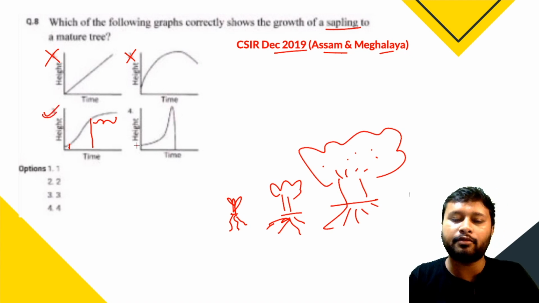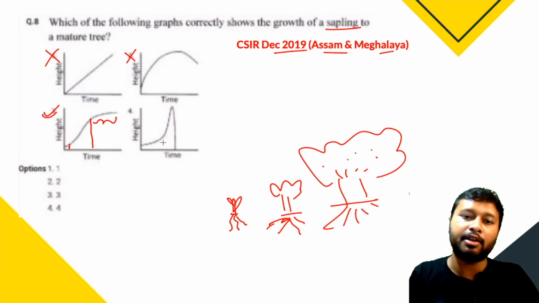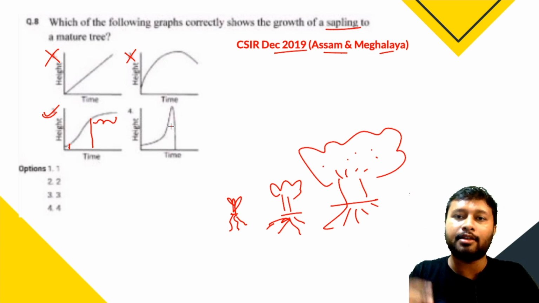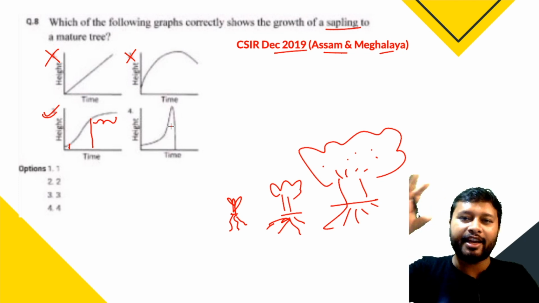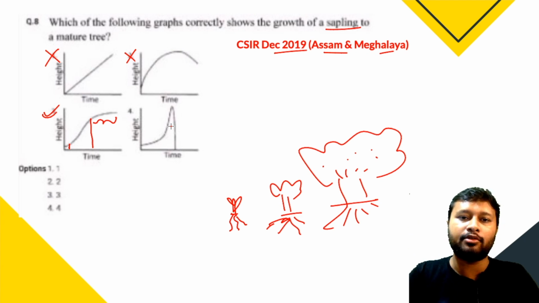Let's read the fourth one also. The fourth one says the sapling does not grow slowly, and within a short span of time it increases to a very good height, and then it dies, or its height becomes 0. So does it happen that the mature plant or the mature tree's height is going to become 0?